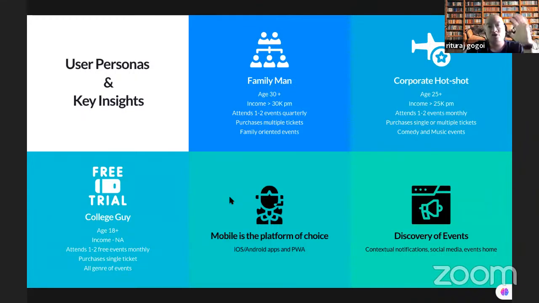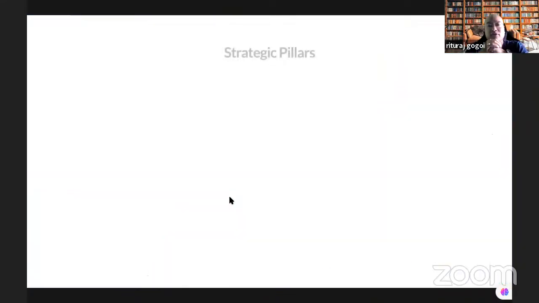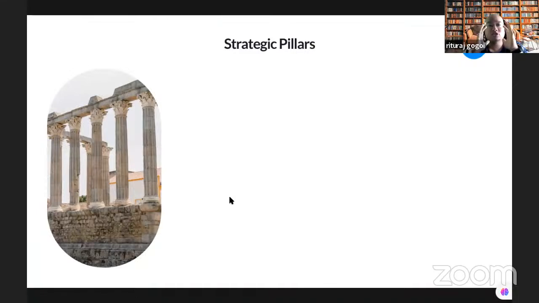Okay. Now, with the personas in place and the key insights in place, we then moved on to the next phase, which is identifying the strategic pillars. Okay, great. We have a couple of questions.